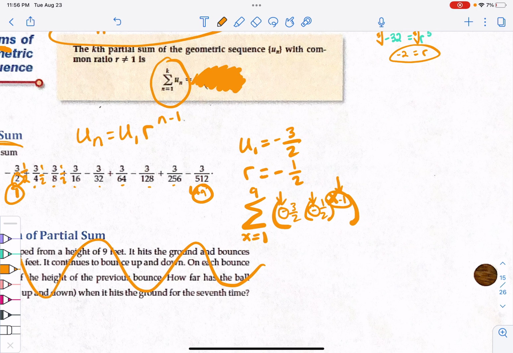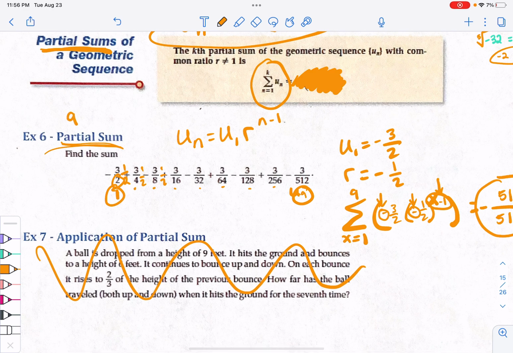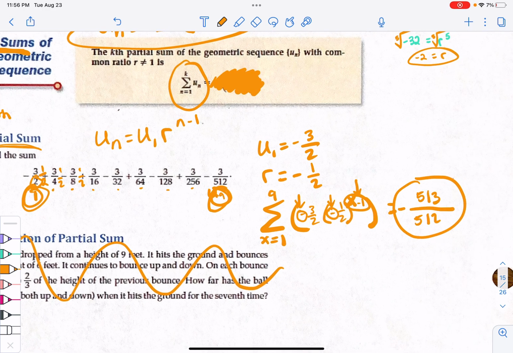And I hit enter, and it took the calculator a second to actually figure it out. It is negative 513 over 512, so just slightly over 1, like 1.000001 as a decimal. Okay, that's what it will end up looking like. This is a partial sum, but this is the 9th partial sum because we are doing the terms 1 through 9. Okay, if you got 513 over 512, you're awesome.